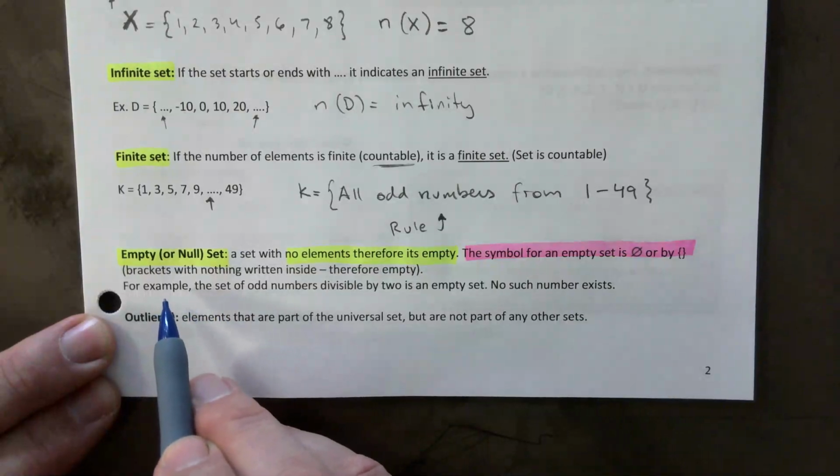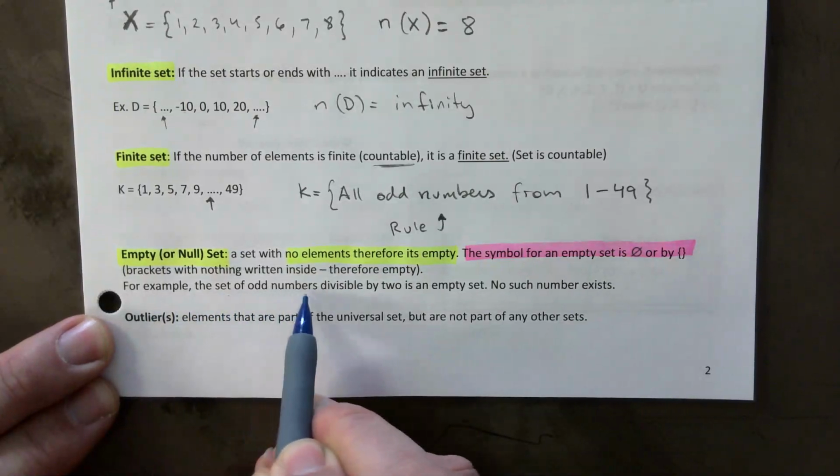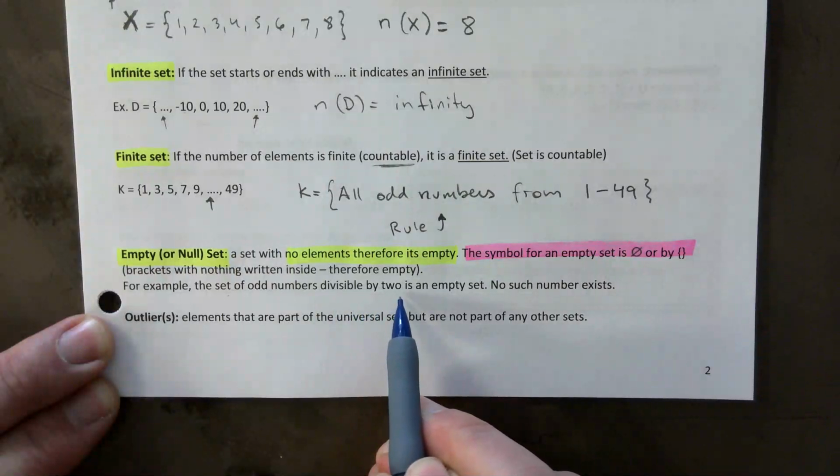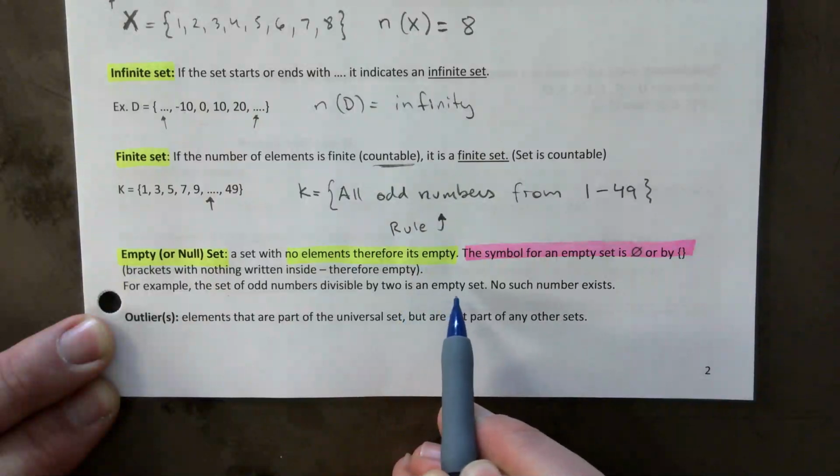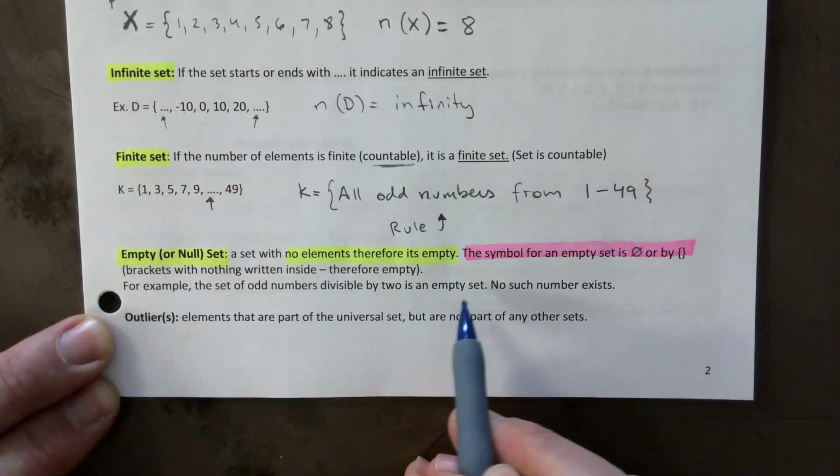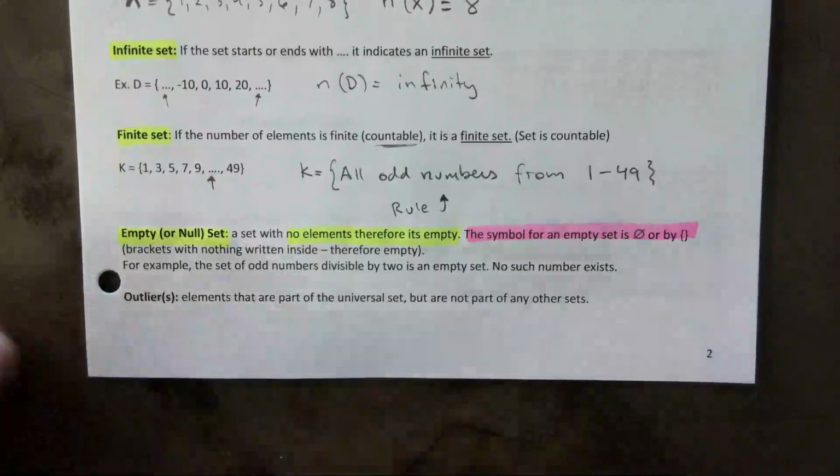So for example, what would that be? The set of odd numbers divisible by 2. You can't have that, right? At least it wouldn't give you a whole number. So that would probably be an empty set. Okay.